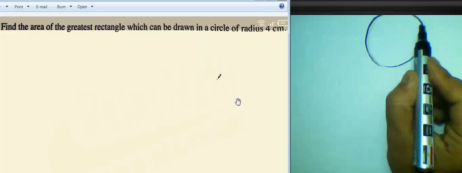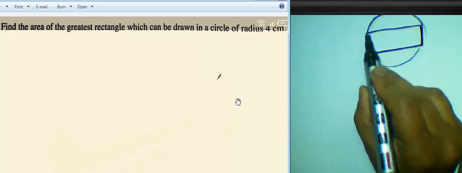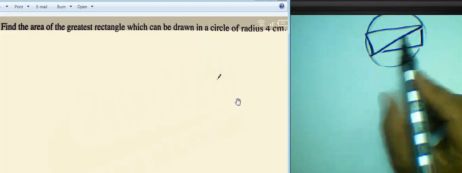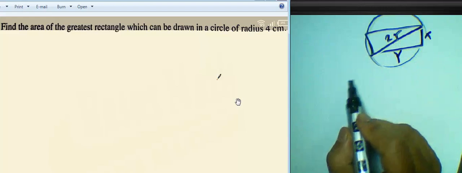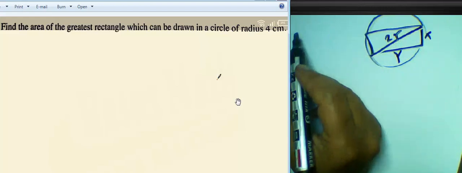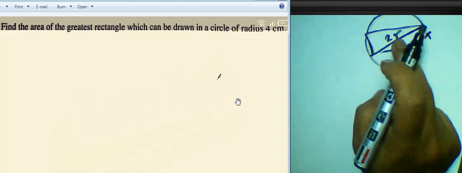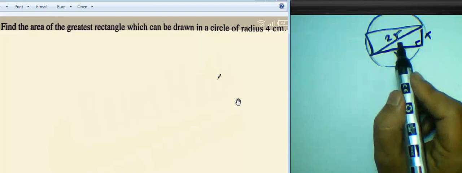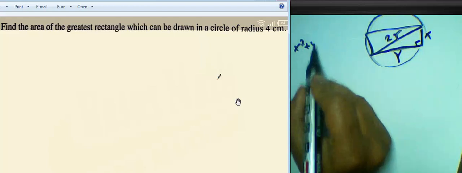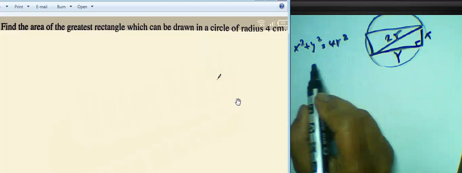Find the area of the greatest rectangle which can be drawn in a circle of radius r. I will draw a circle and a rectangle here, and the diameter here will be 2r in length, and we put x here and y. I know x^2 + y^2 = 4r^2, because in the right angle triangle, this is the hypotenuse.